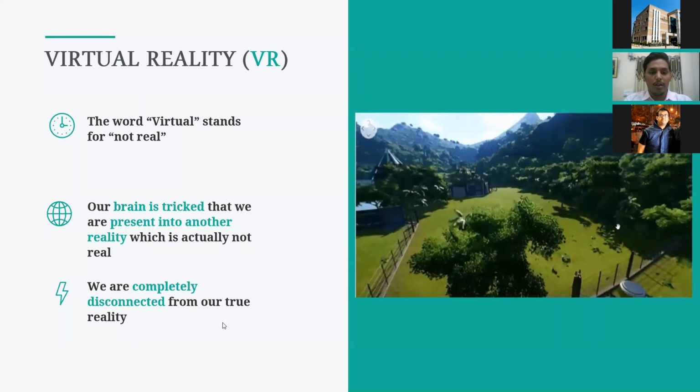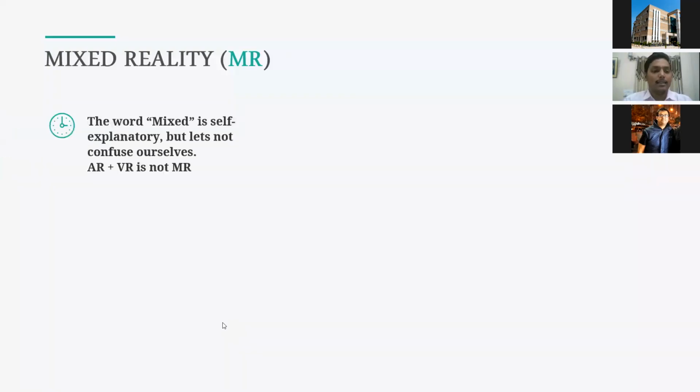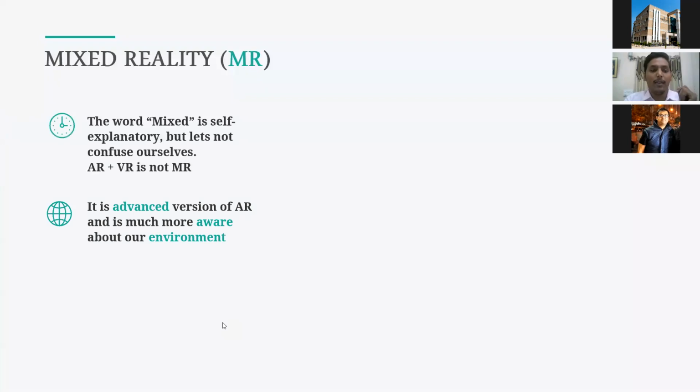Now, moving on to the next one, not so well known for consumers, but a well-known reality for enterprises, and this is mixed reality. You would say, okay, let's break it down: mixed reality should mean AR plus VR, right? But no, my friends, that's not the case, and we should not mistake it for that. Mixed reality is not augmented reality plus virtual reality. Mixed reality is simply an advanced version of AR. We will soon look into how these two are different and what I mean by advanced. And in this reality also, as it is the advanced version of augmented reality, we are still connected with the reality.